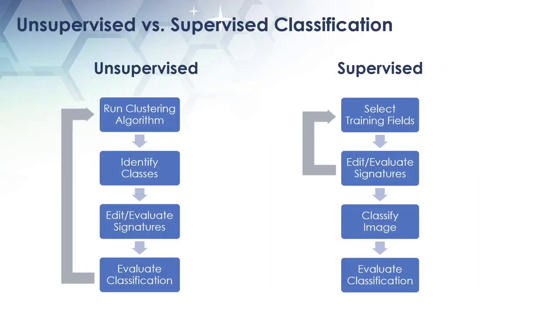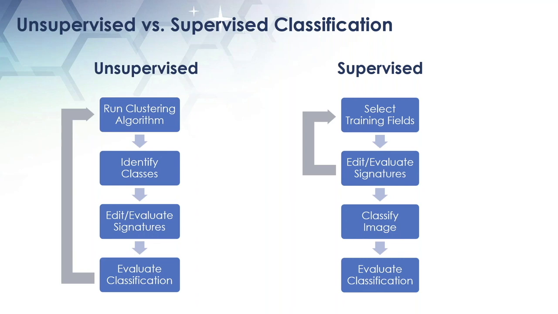The process is a little bit different when we compare the unsupervised approach and the supervised approach. As I mentioned, the unsupervised approach is often really useful when we know very little about an area. So we allow the computer to first group the pixels without any reference data. Then we evaluate how the computer grouped the pixels, and we assign each of these groups or clusters to a set of categories or classes. Then we evaluate the classes and make edits to those groups as needed. Then we oftentimes rerun the algorithm and reevaluate the classification.